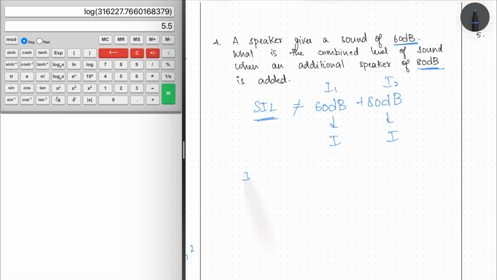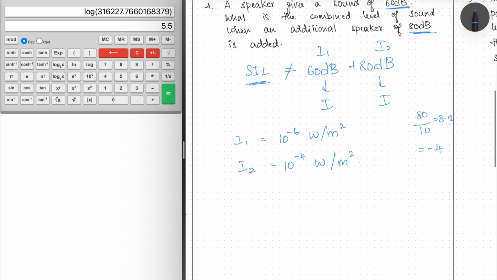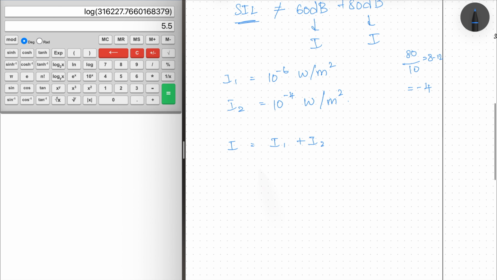So what would be your I1? 60 means it will be 10 to the power minus 6 watt per square meter. And if it's I2, it will be 80 by 10, so it's 8 minus 12, and you will get minus 4. So 10 to the power minus 4 watt per square meter, right? So your total intensity would be I1 plus I2, which is 10 to the power minus 6 plus 10 to the power minus 4.